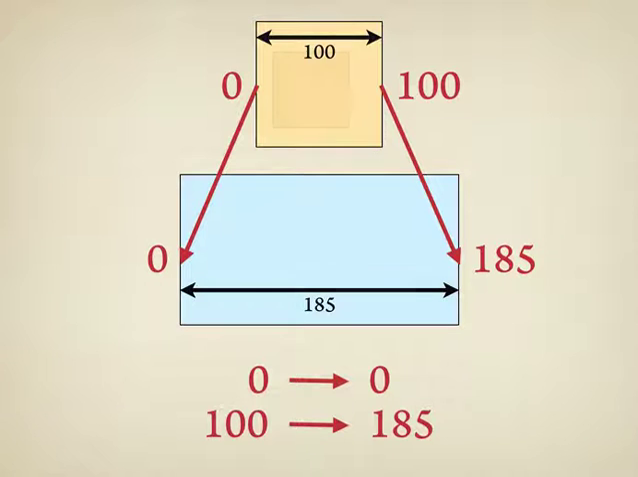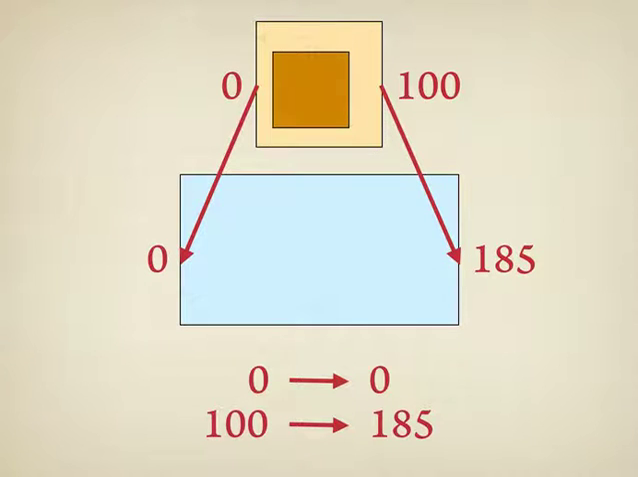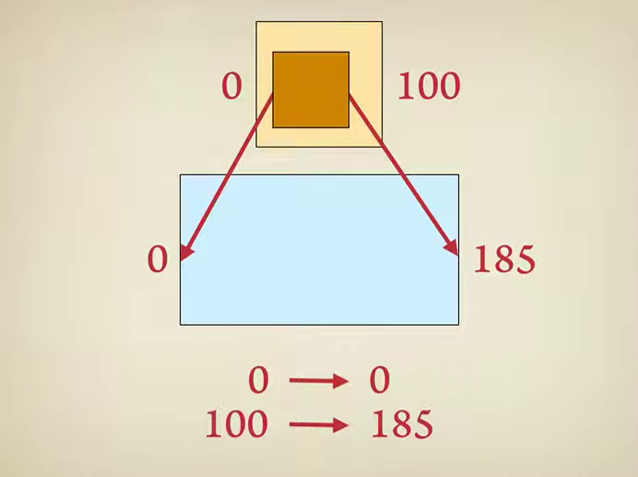So let's go ahead and do that. Let's say we only want to use this dark orange part of the input. And we want just the dark orange part to get stretched into the whole of the blue thing. Okay, so we have to move the arrows in because now we're stretching the orange box, not the big yellow one.